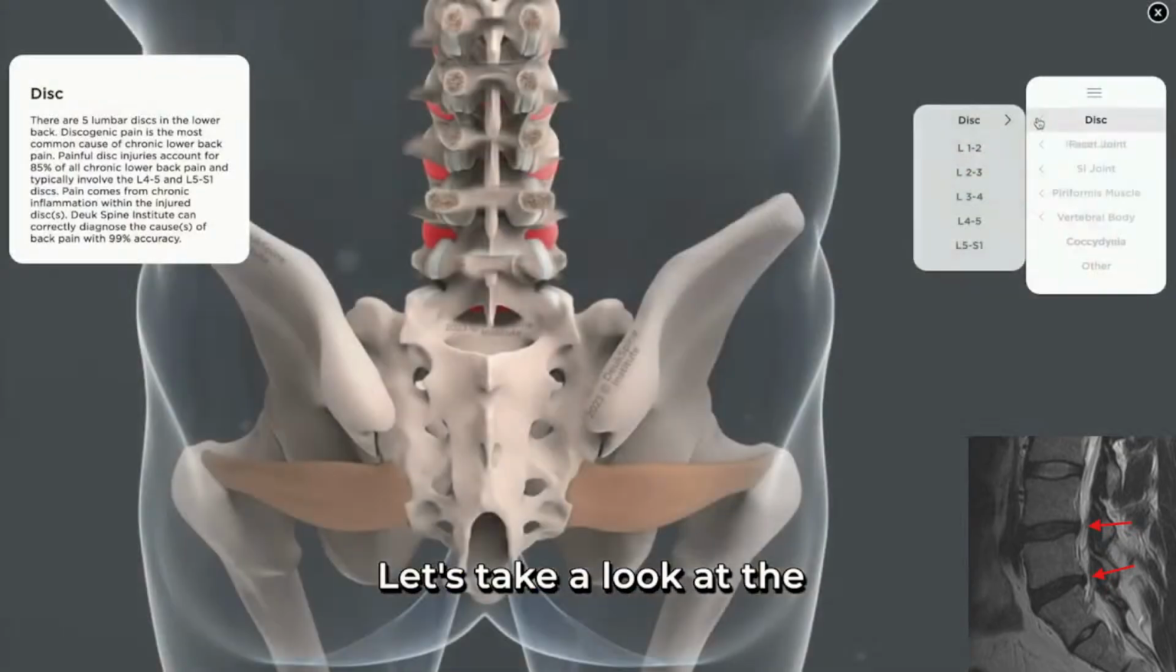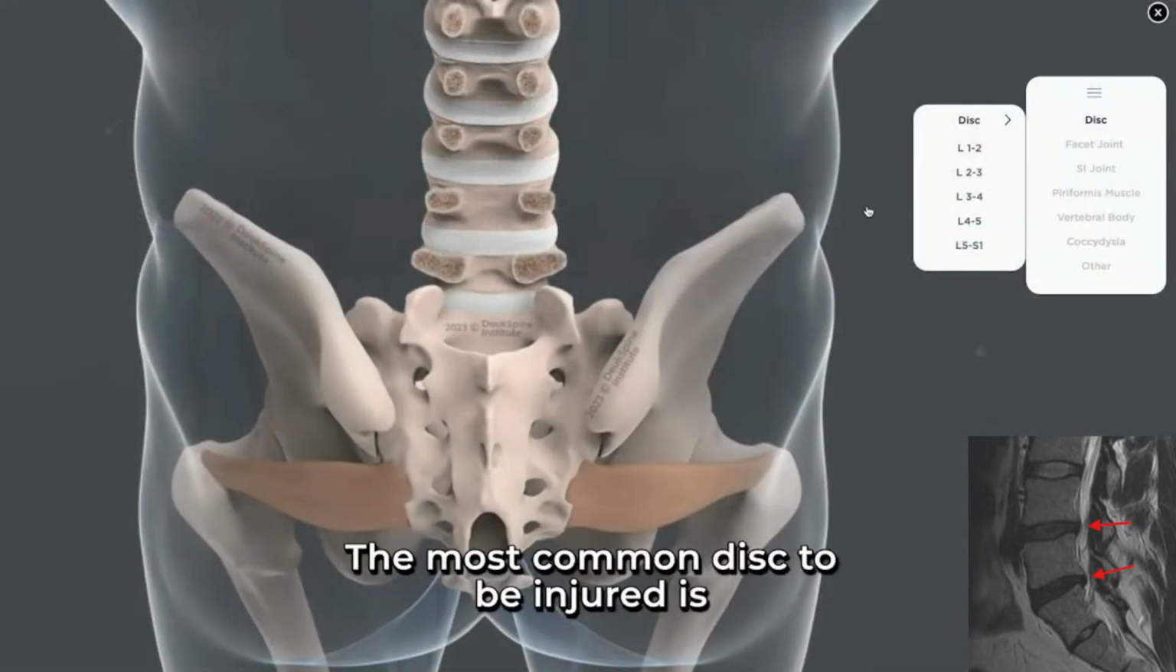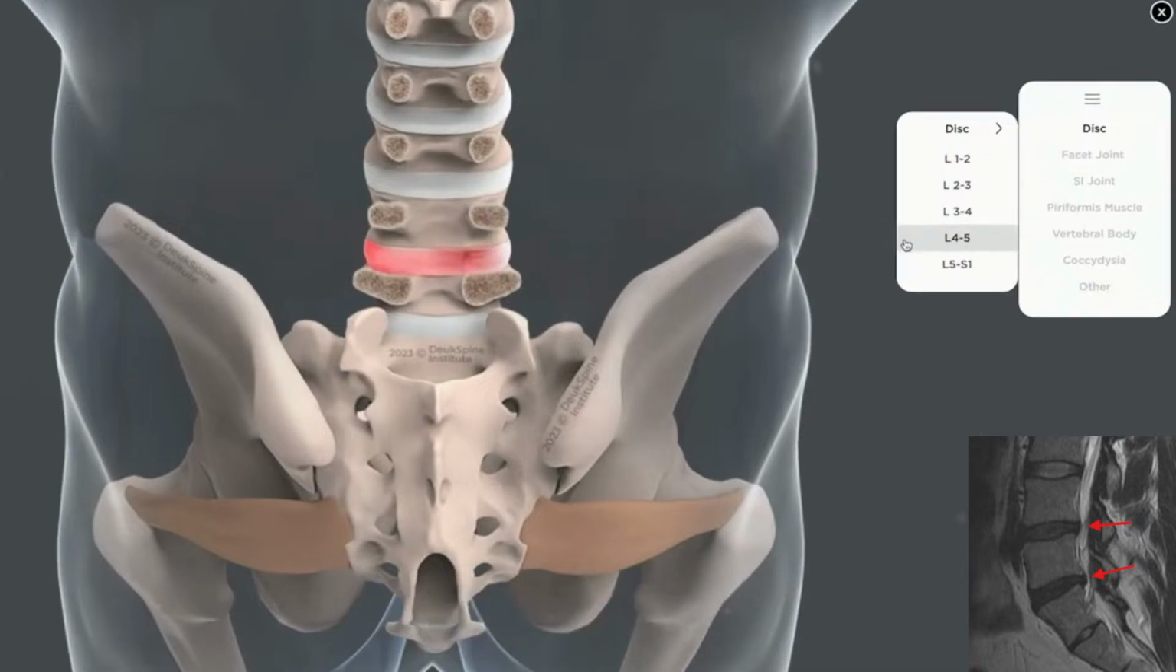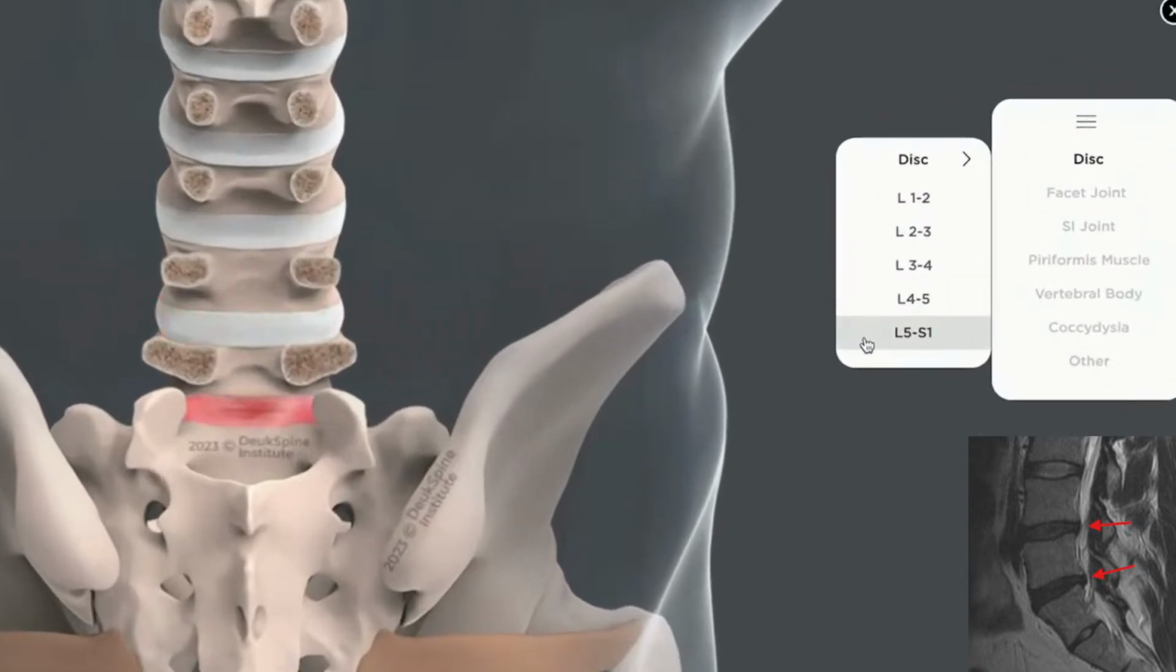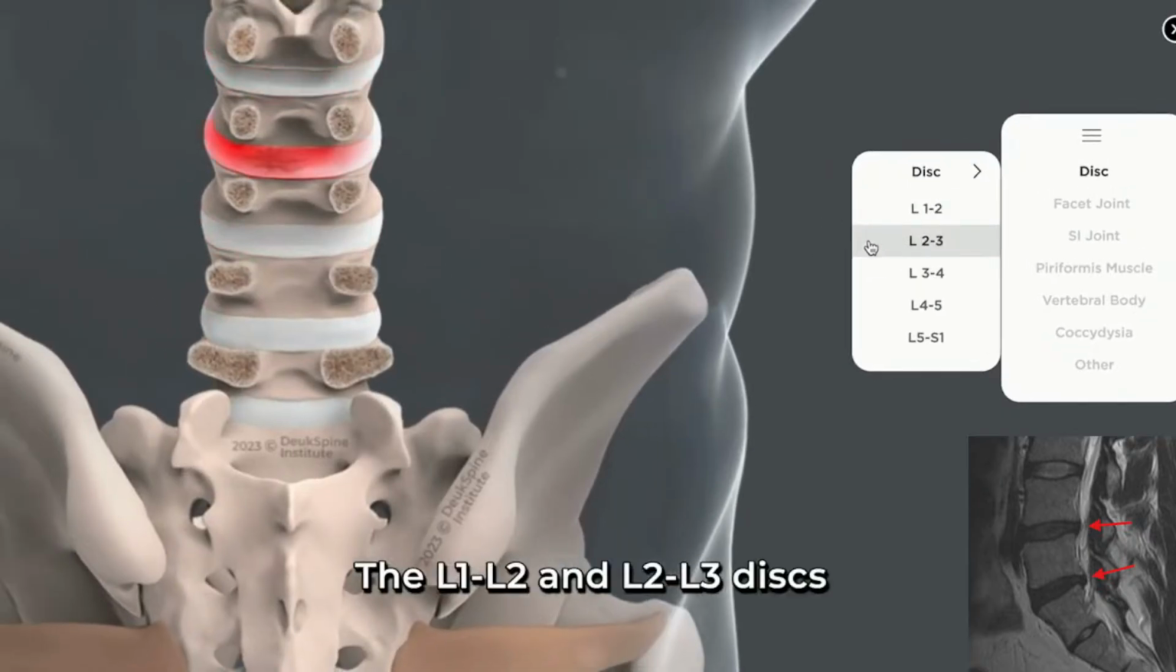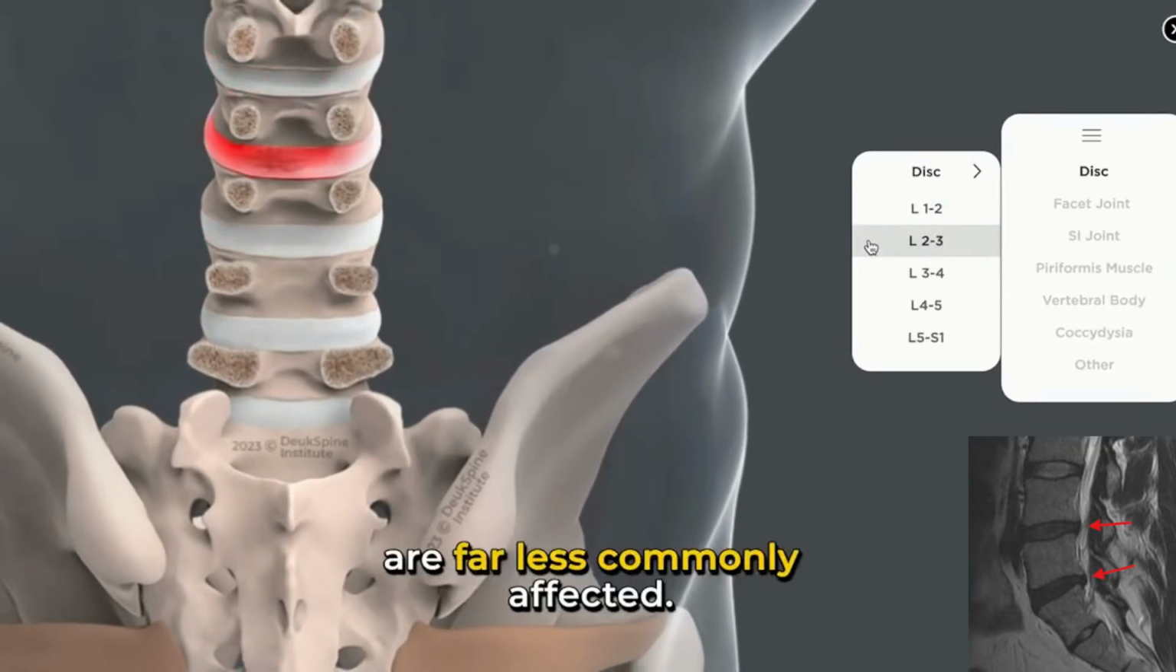Let's take a look at the 5 lumbar discs that can be injured. The most common disc to be injured is L4-5, followed by L5-S1, then L3-4. The L1-2 and L2-3 discs are far less commonly affected.